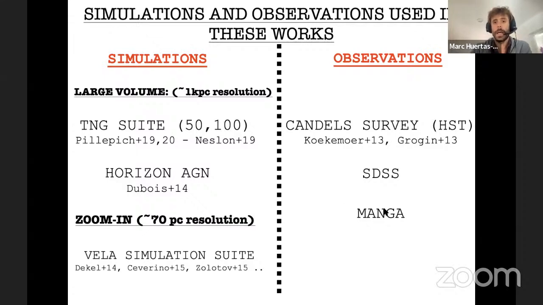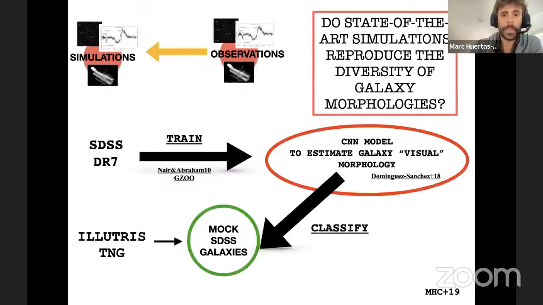And I'm going to use surveys, essentially imaging surveys, big surveys like Sloan and similar ones at low redshift, HST surveys at high redshift, and I'll also say a word about integral field spectroscopic surveys. And so these are the data sets that we're trying to compare.